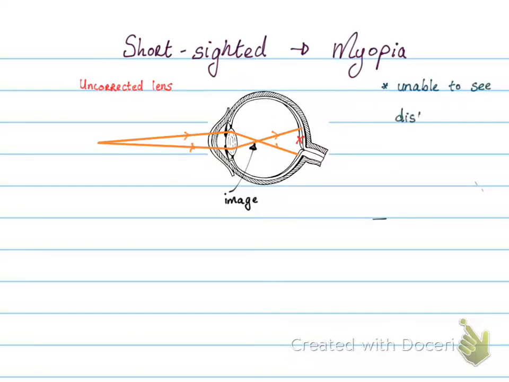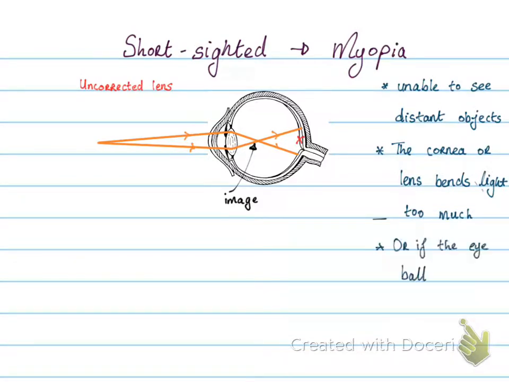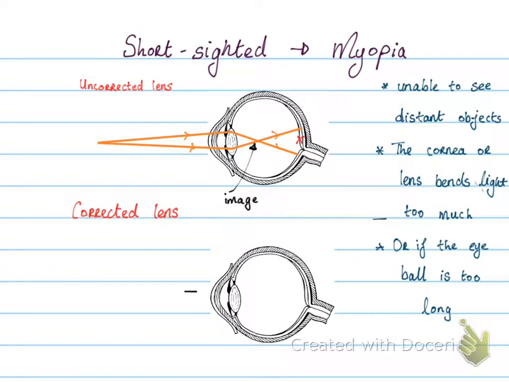So, people with myopia are unable to see distant objects. The cornea or the lens bends light too much, or the eyeball is too long in shape. Okay. To fix this, it requires a concave lens, which I've drawn. This time, the light comes in and hits the lens, but it has slightly scattered the light, or refracted the light before it hits the lens, allowing it to focus on the X.